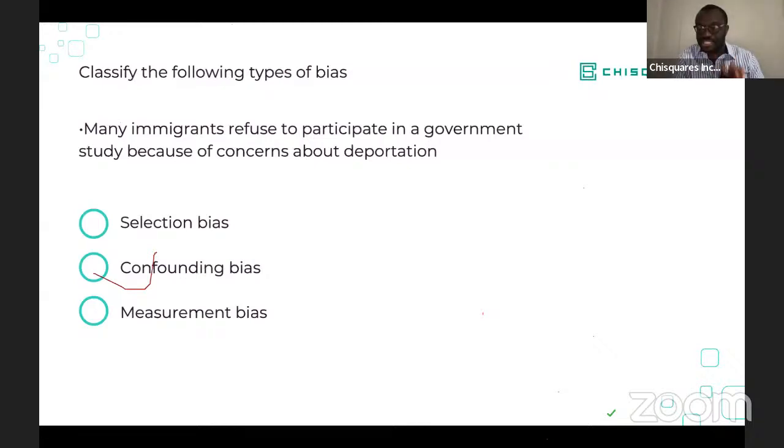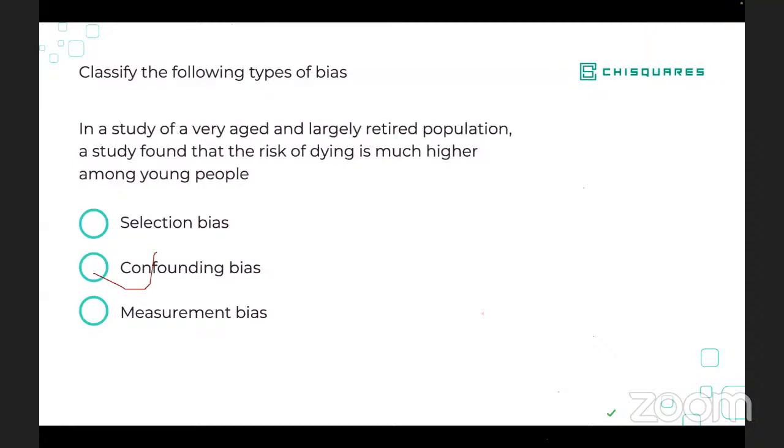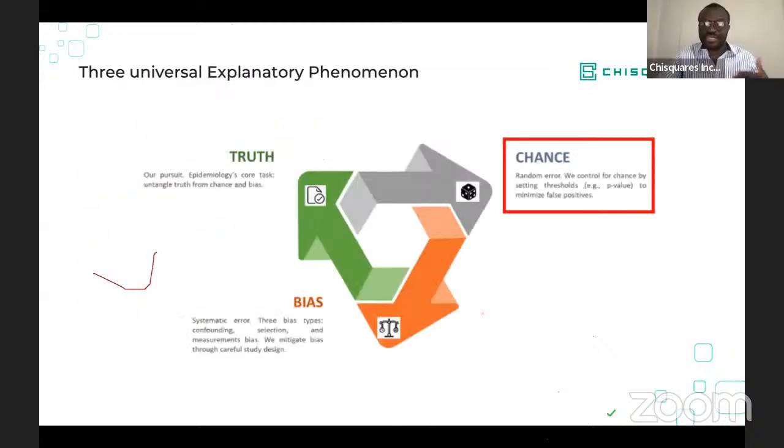Selection. Remember, we say the study is people and their answers. The problem with how people were selected, regardless of whether it involved how they came into the study or how they exited the study, gives you selection bias. So this is the selection bias issue. In a study examining gender differences in tobacco use, pregnant women who smoke are very likely to deny being smokers. Measurement bias. In a study of very aged and largely retired population, the study found that the risk of dying is much higher among young people. Confounding. Because there's definitely some noise in that data that's preventing us.